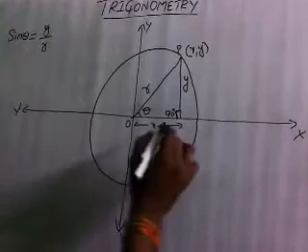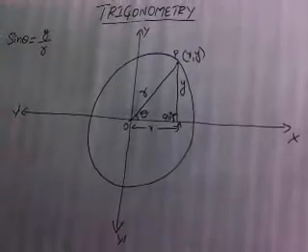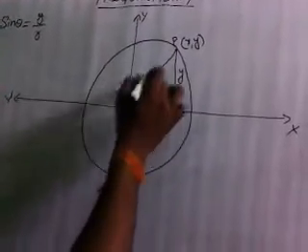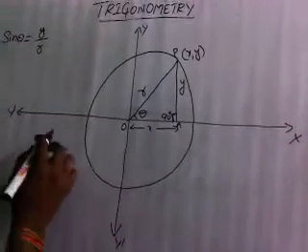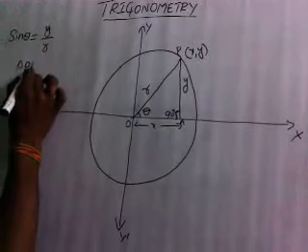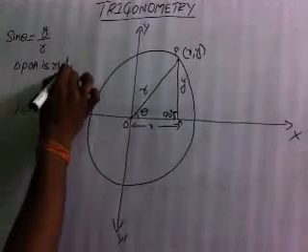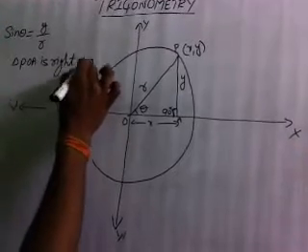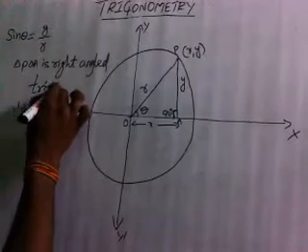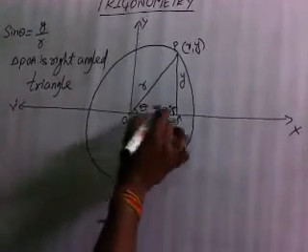Now let the perpendicular's foot be named A. So if you consider triangle POA, what kind of triangle is POA? Right angle triangle. Triangle POA is a right angled triangle. So this angle is theta, this is 90.